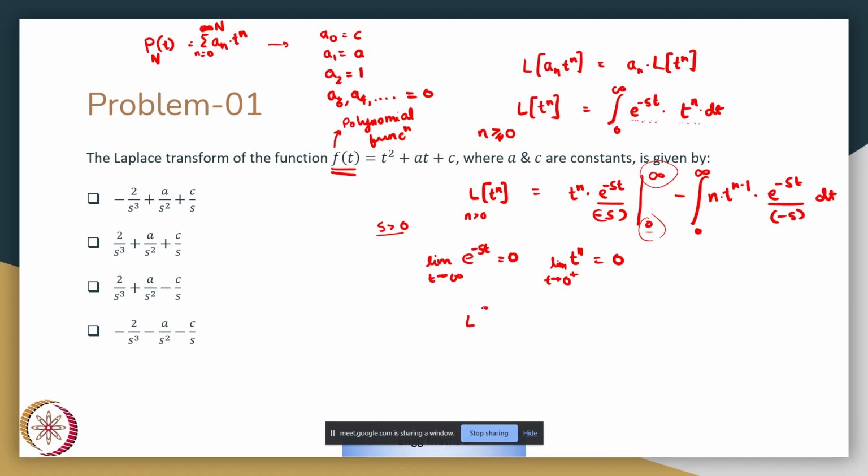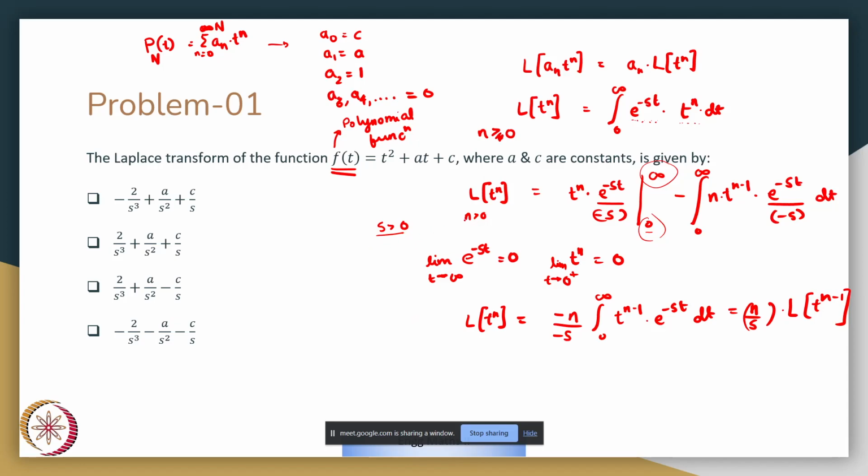So my Laplace transform of t raised to n ends up looking like minus, so we take this n outside and we take this minus s outside. Minus n by minus s, integral 0 to infinity t raised to n minus 1 e raised to minus st dt, which you can observe is nothing but n by s times Laplace transform of t raised to n minus 1.